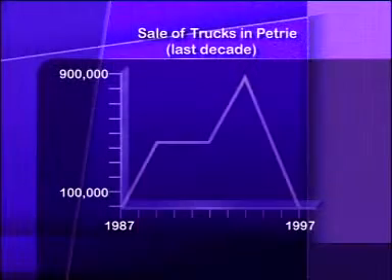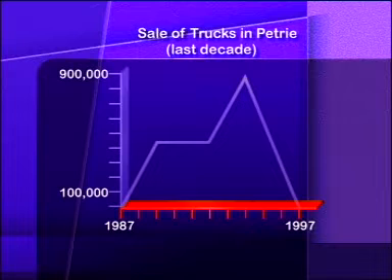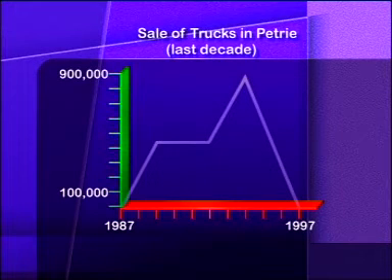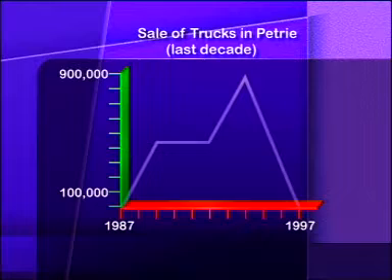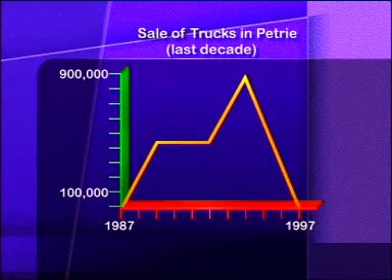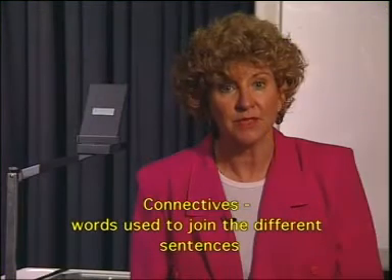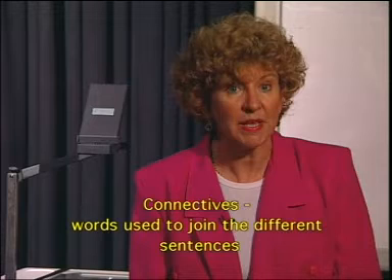Step 4. Now you're ready to write the body of the graph, which is represented by the line. Each sentence in the body should ideally contain 4 elements. Information on the horizontal axis, information on the vertical axis, information represented by the line itself, connectives, words used to join the different sentences.